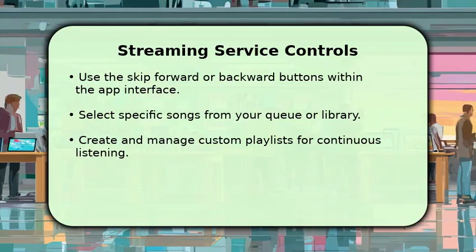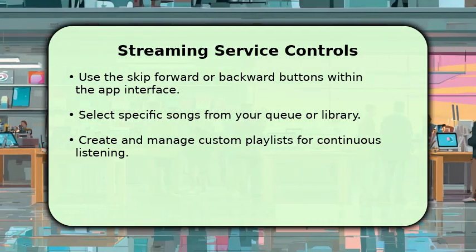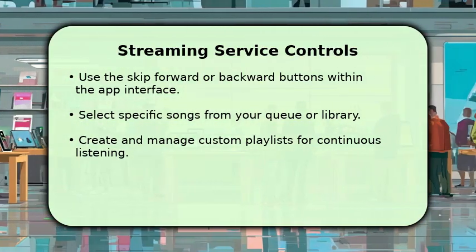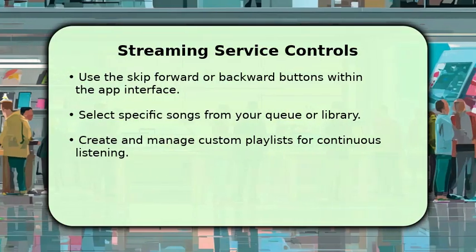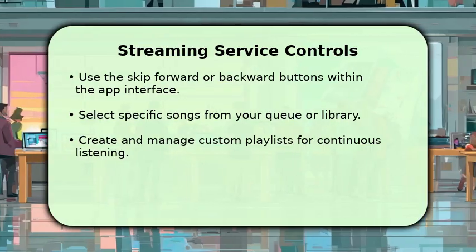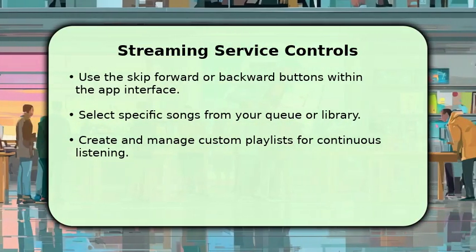Most streaming applications offer intuitive controls right on your screen. Simply tap the forward or backward arrow icons to skip tracks. To choose a specific song, navigate to your library or a playlist and select it directly. You can also easily create new playlists or modify existing ones, allowing you to curate hours of your favorite tunes with just a few taps. It's all about putting you in charge.